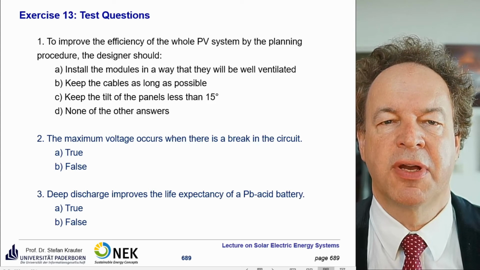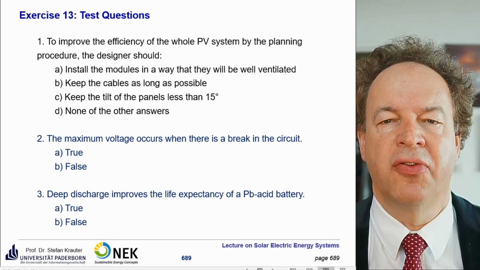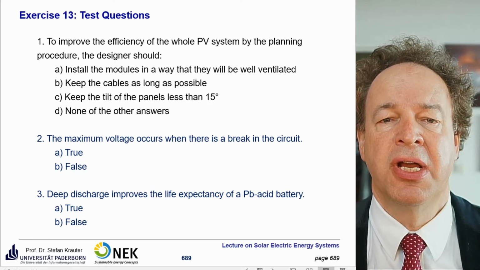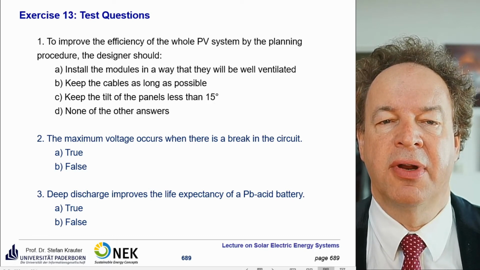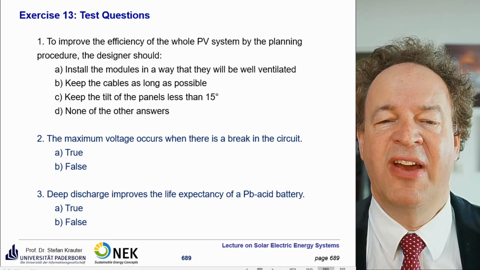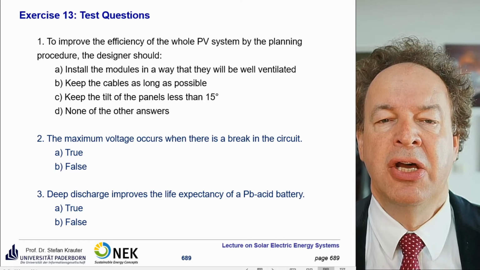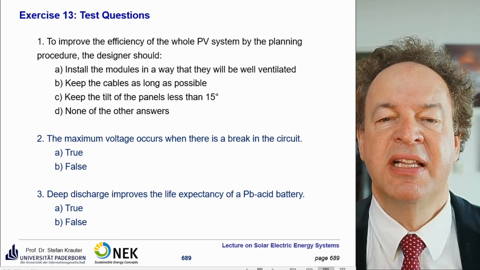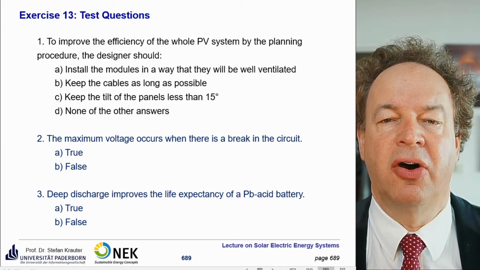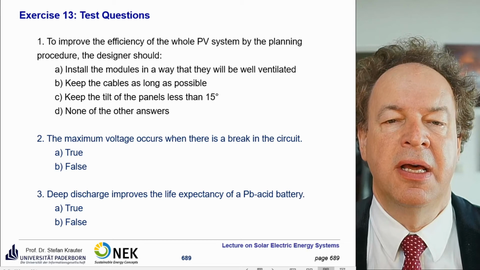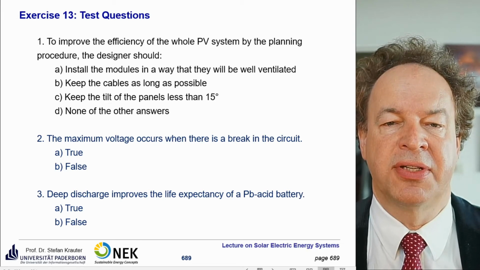Welcome to lecture 13 about system design. The first question is: to improve the efficiency of the whole PV system by the planning procedure, the designer should either A, install the modules in a way that they will be well ventilated, B, keep the cables as long as possible, C, keep the tilt angle or the elevation angle of the PV modules less than 15 degrees, or D, none of the other answers.